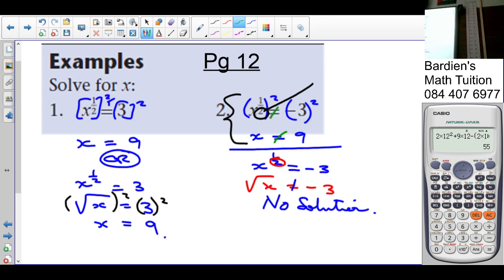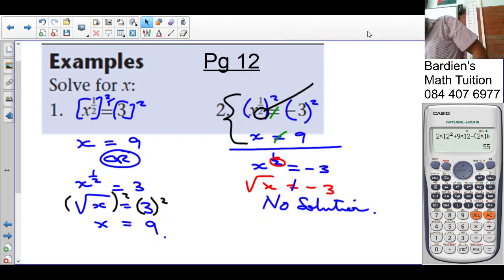Remember, mathematics works like this. Whichever method you apply, and you're not making any mathematical errors, you should get the same answer. Always. So yes, it's no solution for both. So what is that note? If the denominator is even, the number on the other side of the equal sign must be positive. If it's not positive, then there will be no solution.